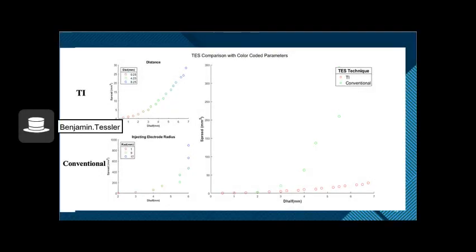Here we are looking at D half by spread scatter plots, with each point being a different electrode paradigm. As can be seen in the top left plot, which is the temporal interference case, as the distance between the injecting electrodes gets larger, the D half and the spread get larger. For the bottom left graph, the conventional cases, as the injecting electrode radius gets larger, so do the D half and the spread. When we compare the two together, we see that for the same D half, the temporal interference cases have a significantly smaller spread, showing quantitatively how much better temporal interference could be for targeting deep structures in the brain.